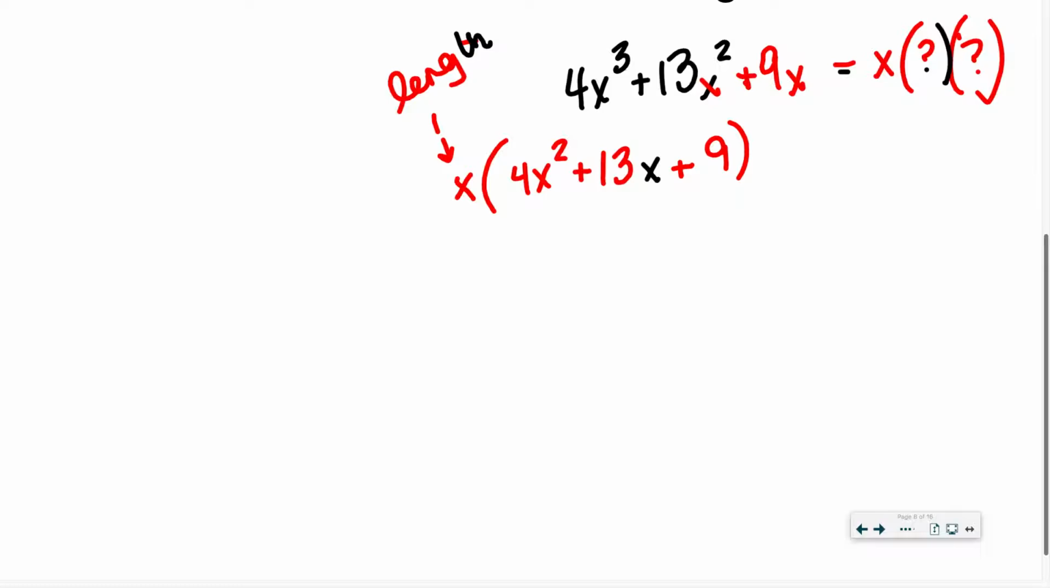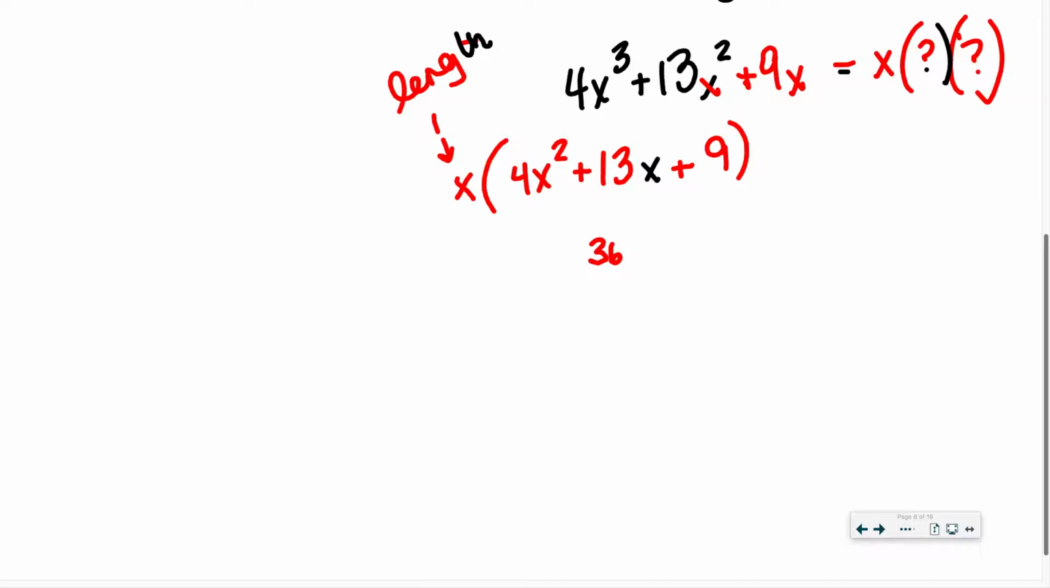I can multiply 9 times 4 and get 36. Good. Now what? Factors of 36 that add up to 13. What are they? 9 and 4. What do I do with them? This is the big one because a lot of you are missing this. What do I do with the positive 9 and the positive 4? Replace them with the 13.